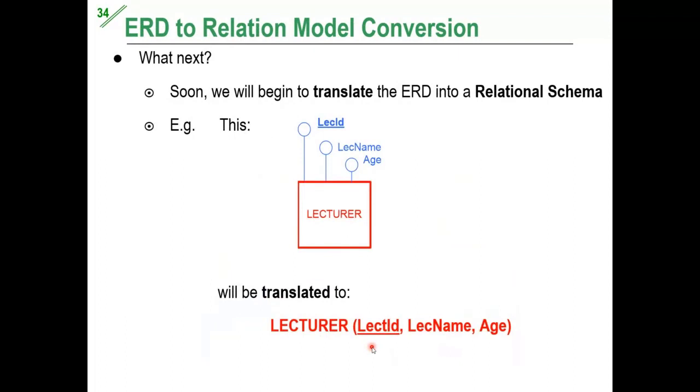All right. So what next? Right now, what we need to do is translate our model. Once we build the model, we need to translate it into the relational schema, right?